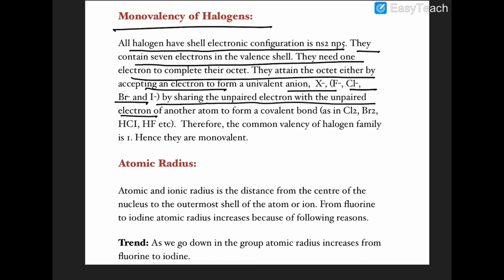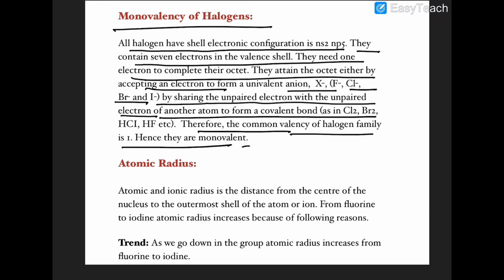they can share their unpaired electron with another element to form covalent compounds like Cl2, Br2, HCl, ClF3, BrF5, IF7 like that. Therefore, the common valency of the halogen atom is 1 and they are monovalent. But not in all the cases.